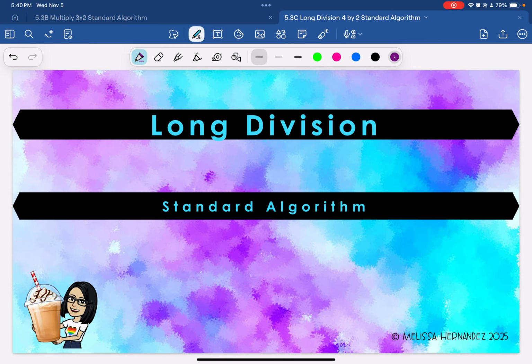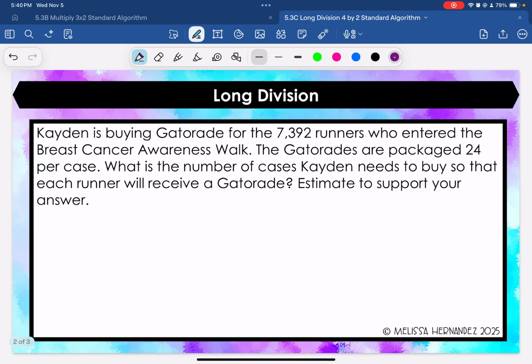Today's video will focus on long division using the standard algorithm. So our first problem says Caden is buying Gatorade for 7,392 runners who entered the breast cancer awareness walk. The Gatorades are packaged into 24 per case. What is the number of cases Caden needs to buy so that each runner will receive a Gatorade?